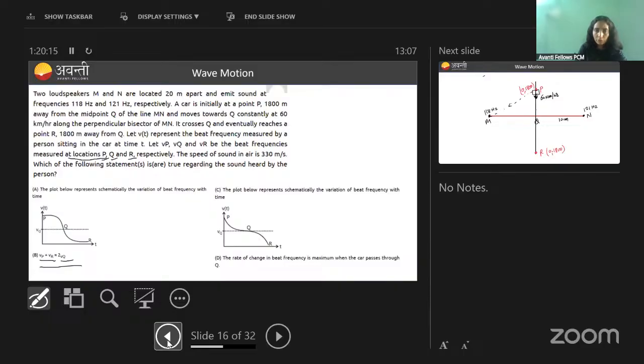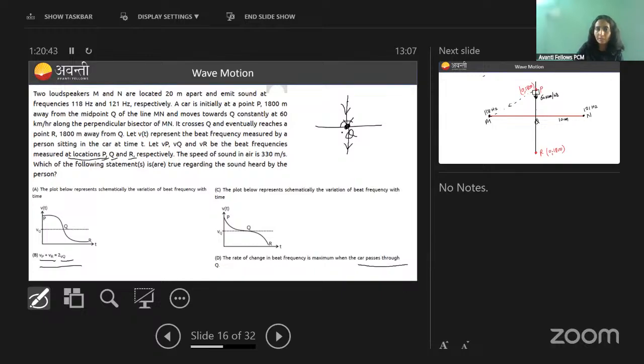The rate of change of beat frequency is maximum when the car passes through Q. So this question can be answered just by letting you know जो अभी सोहेल ने पूछा था. So what is happening over here? यहाँ पे था तुम्हारा point Q था, right? Here the observer is moving. ठीक है. So when observer is moving towards point Q, it is moving towards the source, and when it is going this side, it is moving away from the source.